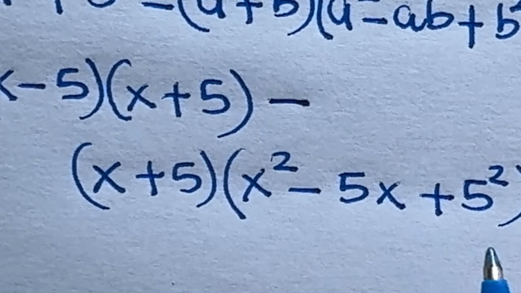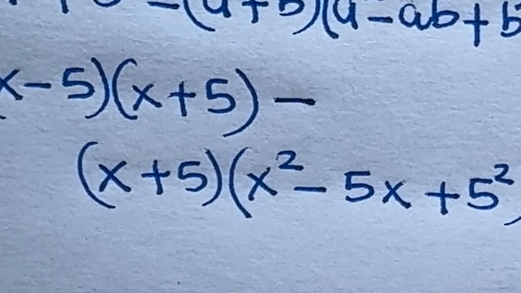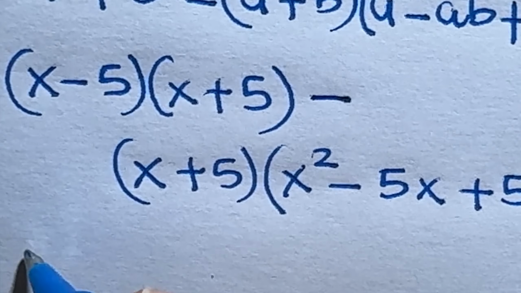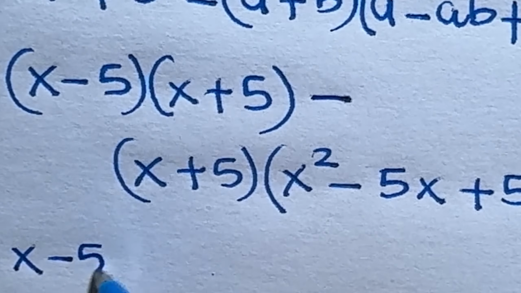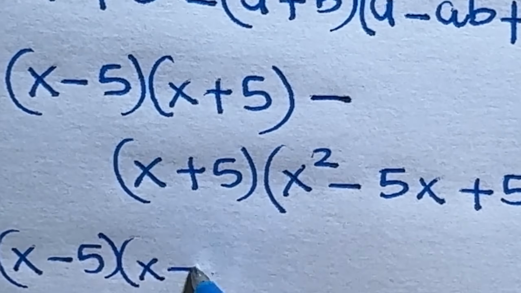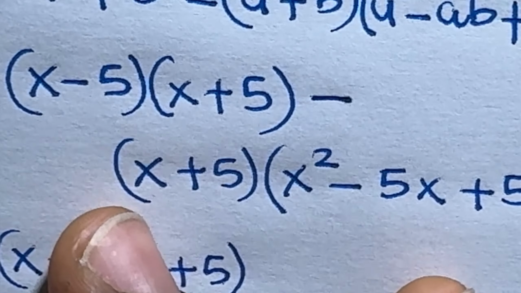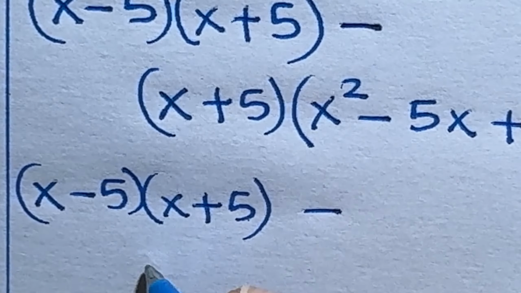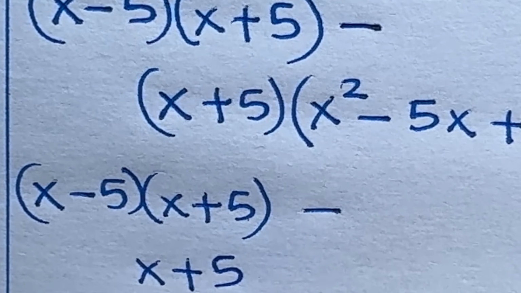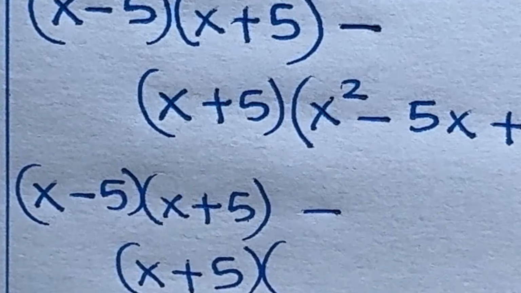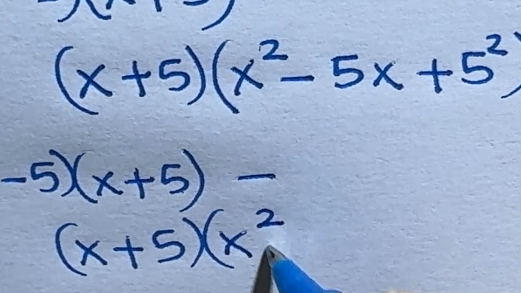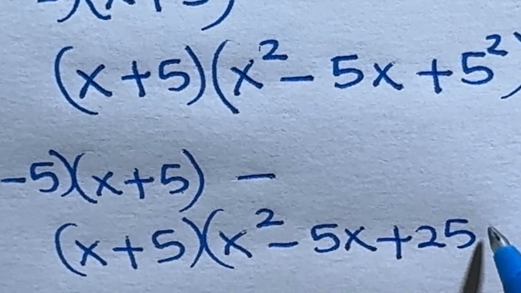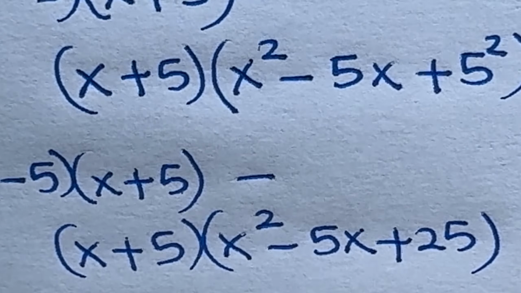Let's tidy this up because of this 5 squared. So I have the first one remains the same, x minus 5, x plus 5, then minus x plus 5 into brackets, x squared minus 5x plus 25, and then the result is equal to 0.